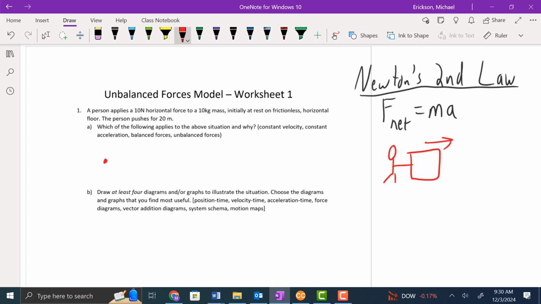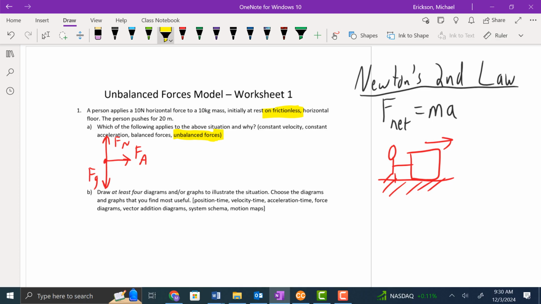So the box has a weight, we call that Fg. The floor is going to push up onto the box, so that's Fn. He's applying a force, so there's Fa. They say it's frictionless, so there's no friction. Well, I don't have any other opposing forces acting on this block. So this, to me, looks unbalanced.